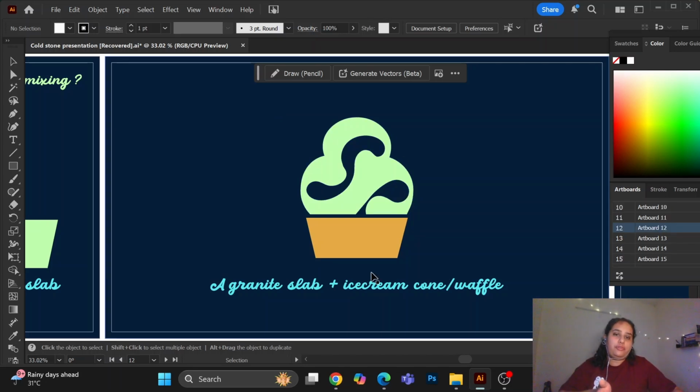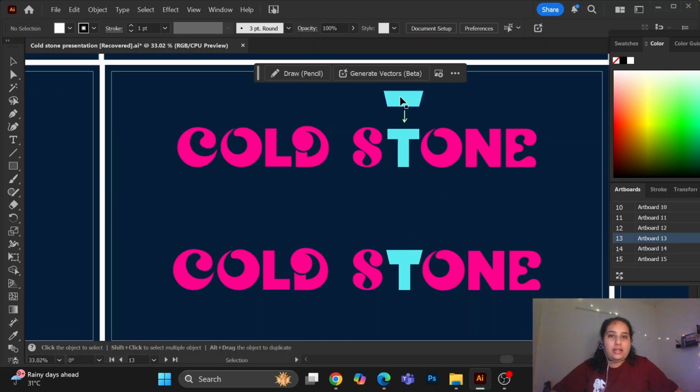I thought of moving a step further if we can incorporate this in the logotype as well. So here it goes. I will change the top of the T with this granite slab symbol, and then it goes like this. Now the logo mark and the logotype are much more cohesive. It has much more depth to it. That's why now if a customer sees it, thinks about it a little, they'll see the slab and the T of the same shape.